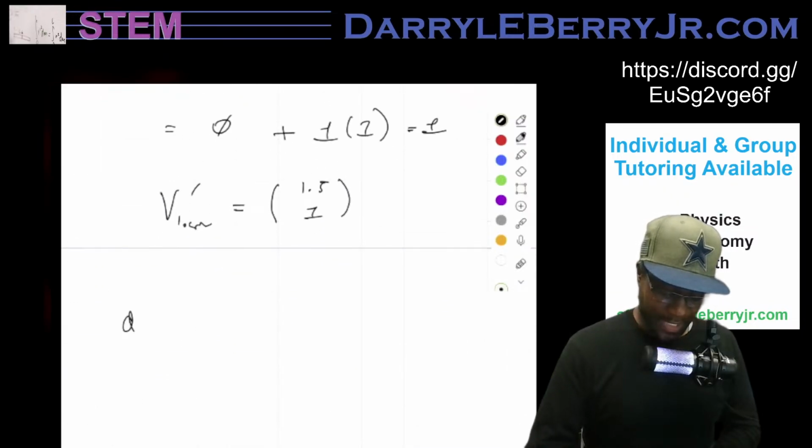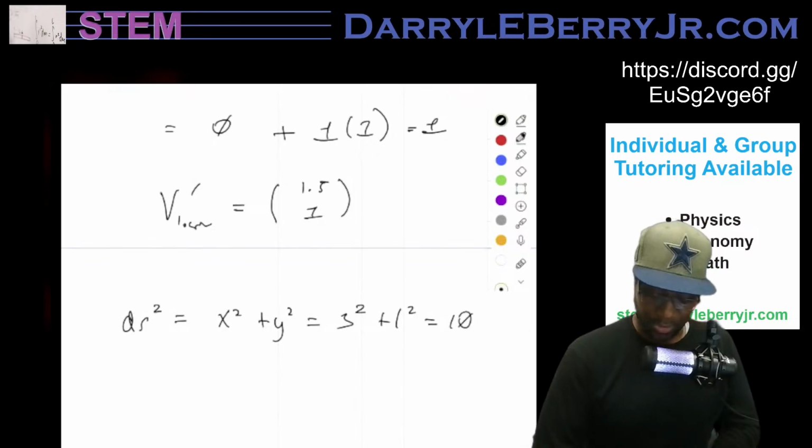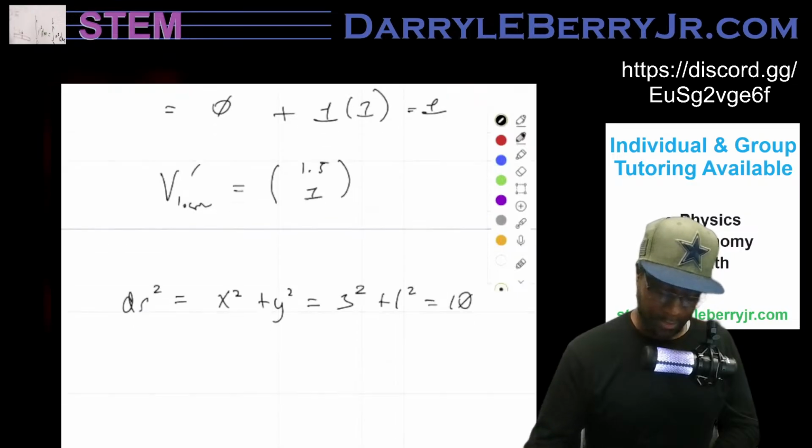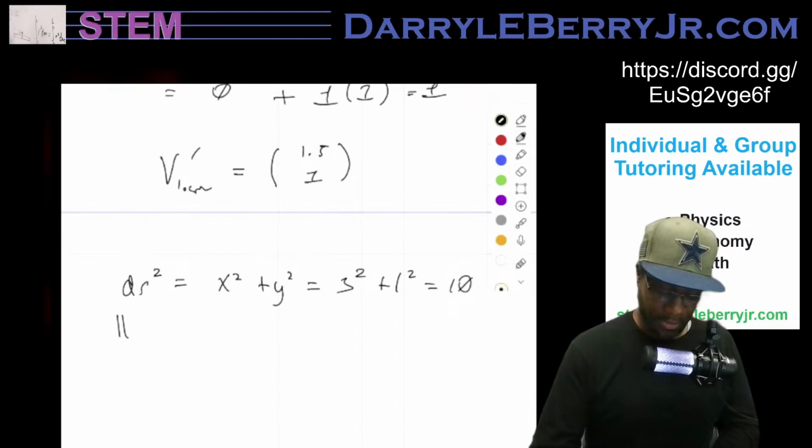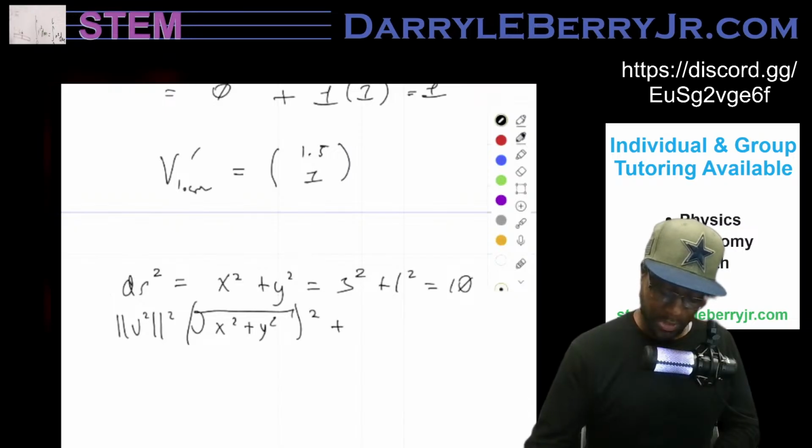All right. So we have ds squared equals x squared plus y squared. So we know from earlier that's going to be 3 squared plus 1 squared. That equals 10. We got that earlier. So this is basically the length of the thing squared, right? So we did the magnitude of the vector squared. We know that's going to be the same thing. X squared plus y squared is going to be 9 plus 1, 10. That works out.